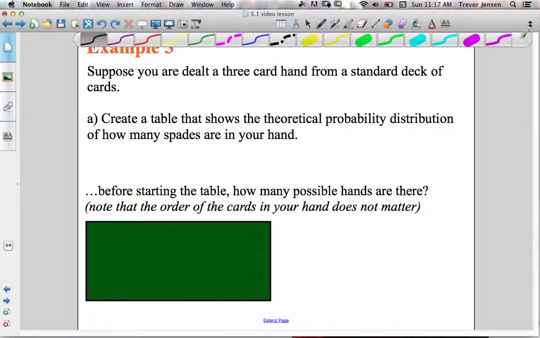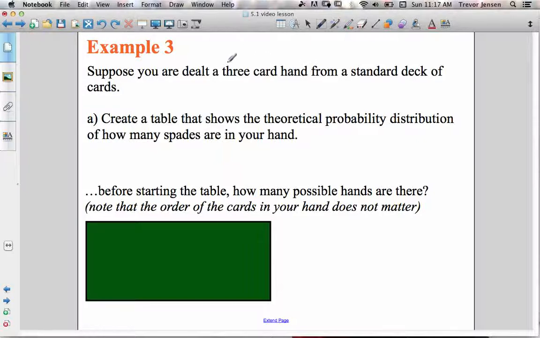Last example. I'm going to go through this one even quicker. Suppose you're dealt a 3-card hand from a standard deck of cards. Standard deck of cards, keep in mind there are 52 cards in a standard deck. Create a table that shows the theoretical probability distribution for how many spades are in your hand. So how many spades you have, that's our discrete random variable x.